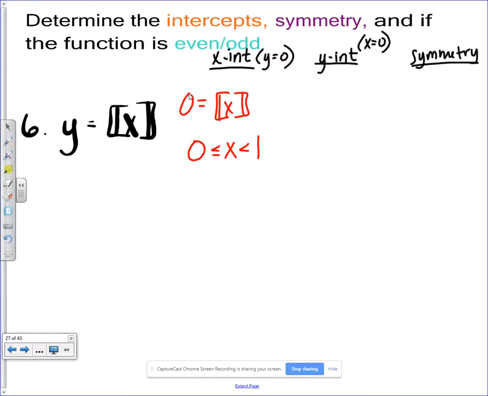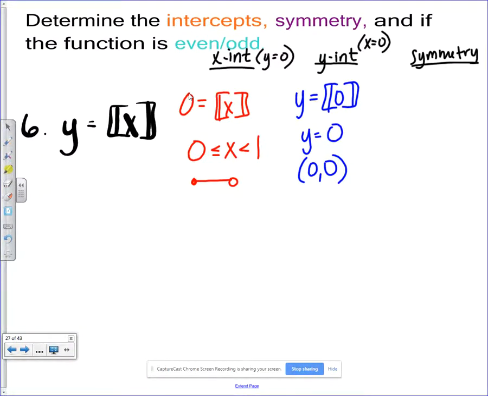Think about it, guys. If I put a 0.5 in there, what's the greatest integer less than or equal to 0.5? 0. Greatest integer less than or equal to 0.9? 0. Anything between 0 and 1, because folks, you're going to have a step there. So that whole line is going to be on 0, isn't it? So all of those are x-intercepts. Y-intercept means I need to make the x be 0. So what's the greatest integer less than or equal to 0? So my y-intercept is just 0, 0.